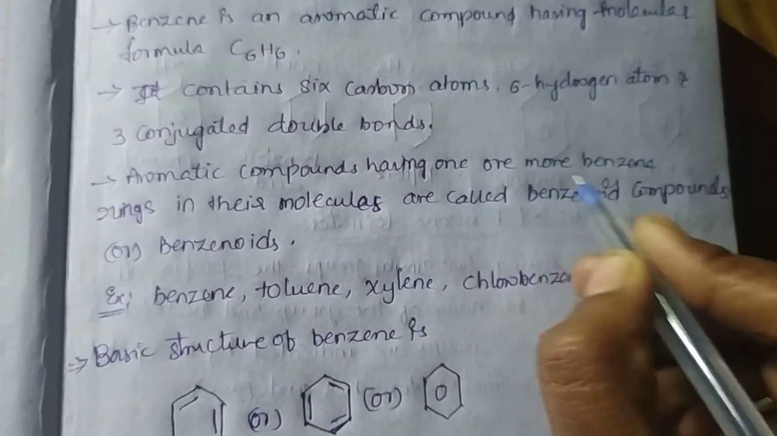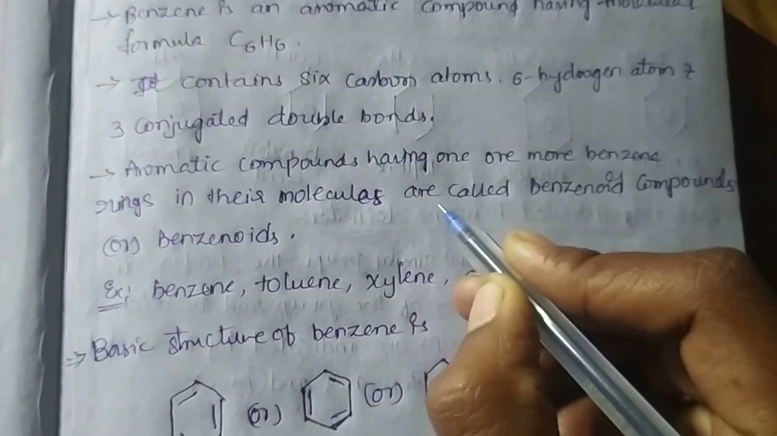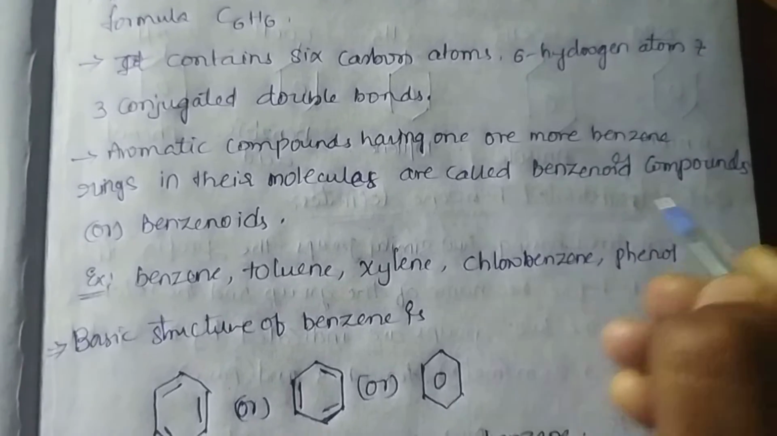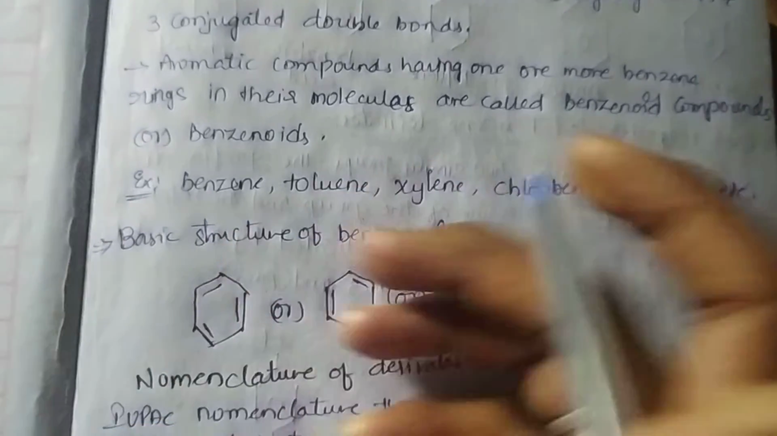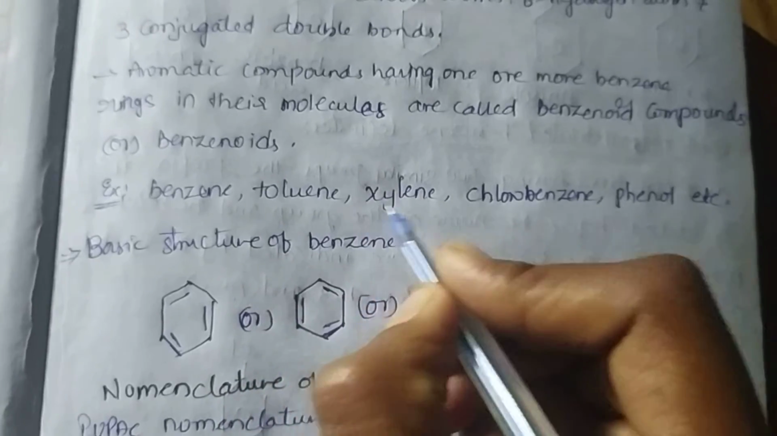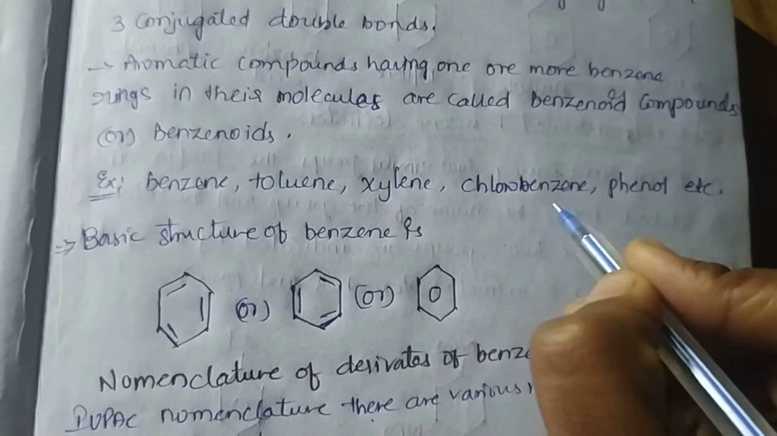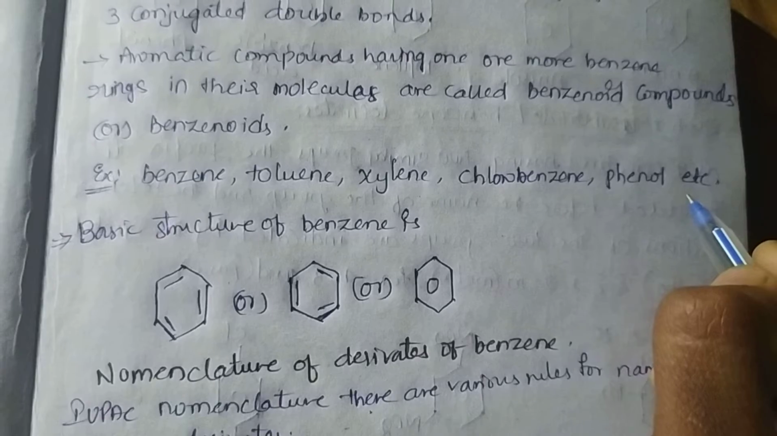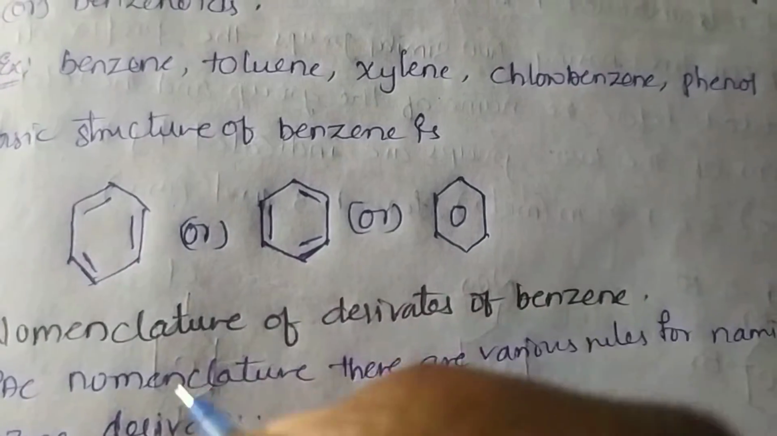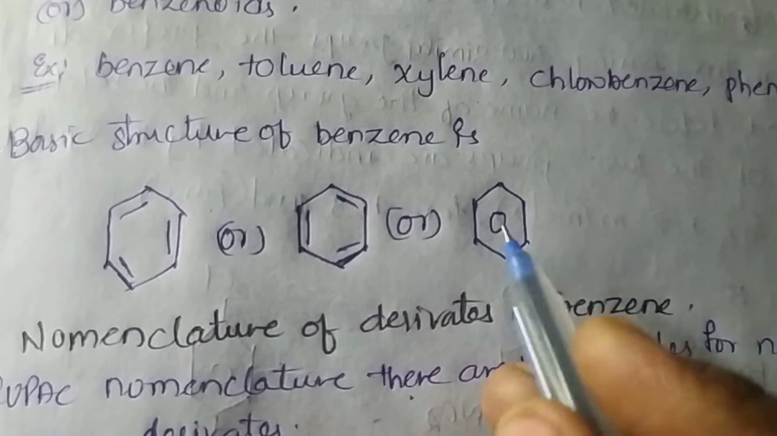Aromatic compounds having one or more benzene rings in their molecules are called benzenoid compounds, or benzenoids. As examples, we are taking benzene, toluene, xylene, chlorobenzene and phenol. So we can explain these structures. Benzene can also be written in 3 structures.